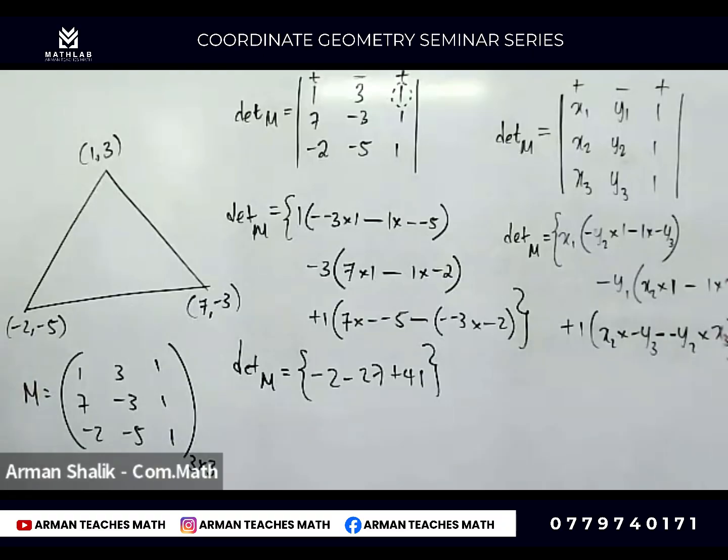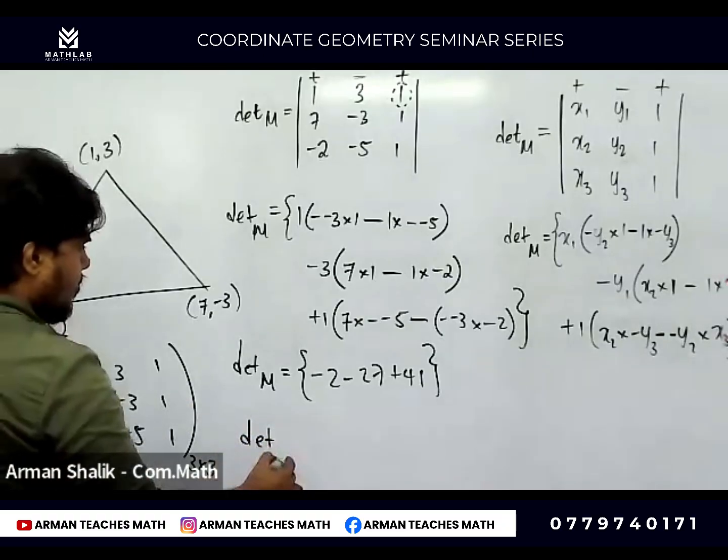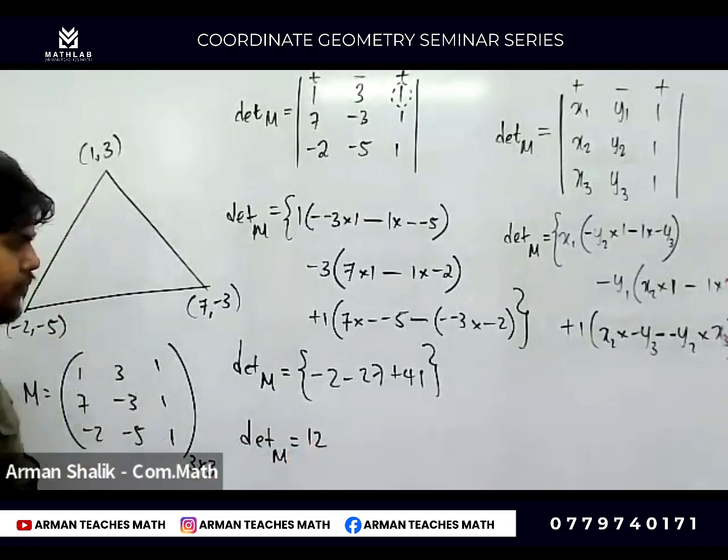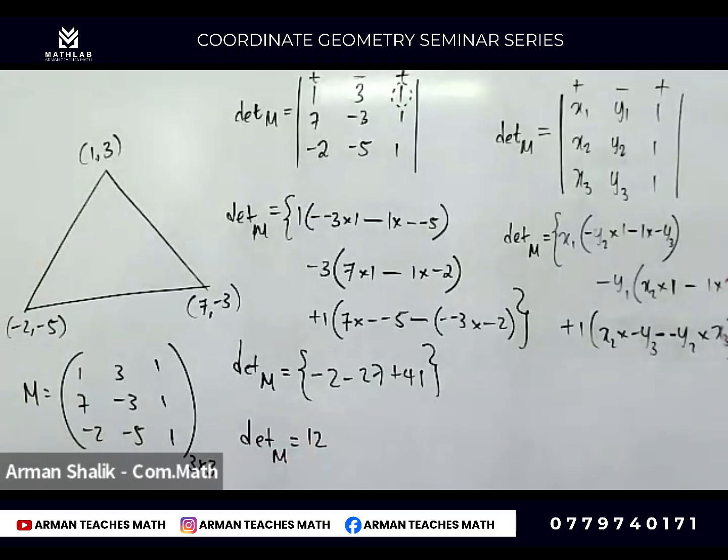That gives 12. So the determinant of M is 12. 41 minus 29. Check the calculation, do the calculation carefully. This is the only example I will do. Make an exam question. Okay, plus 12. Now what happens?